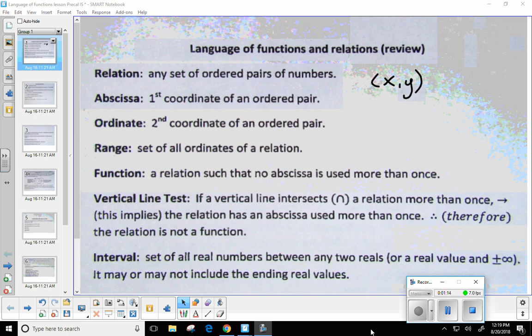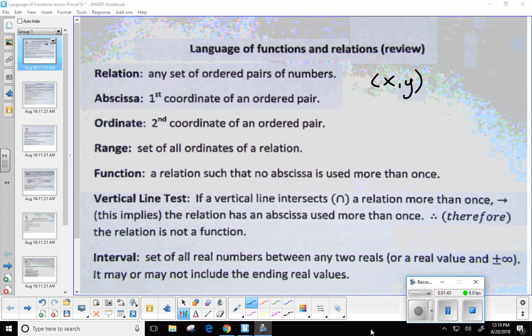Okay, so let's see, relation. Any set of ordered pairs of numbers. So any graph, any equation you've ever come across, right, Nathaniel? Okay, head up, please. They are considered relations because they are all created using these ordered pairs, these coordinate points, x, y. Now, in pre-calculus, we have specific terminology, vocabulary, and we also have symbols we use for notation that I'm going to want you to know.